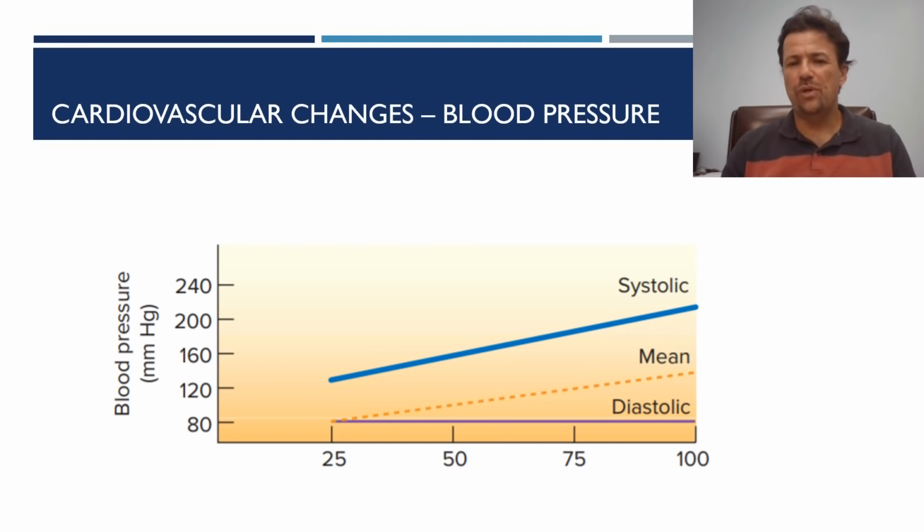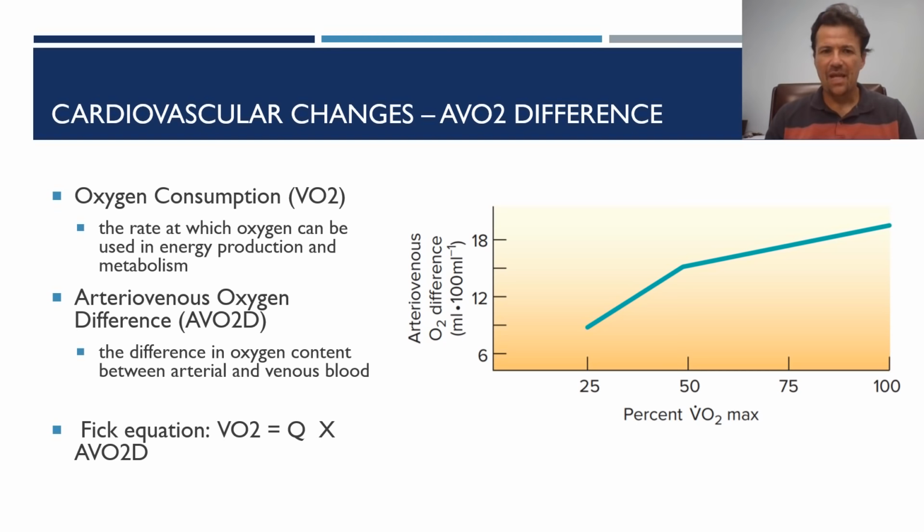Last two things I just want to mention about the cardiovascular system. Blood pressure will increase during exercise. That's primarily due to the fact that your systolic is increasing, not your diastolic. And finally, the AVO2 difference. That's the difference in the oxygen content between the arterial and the venous blood. I just mentioned that to you, and you can see how it increases as the intensity of exercise increases. And this is something that should be measured and tracked.